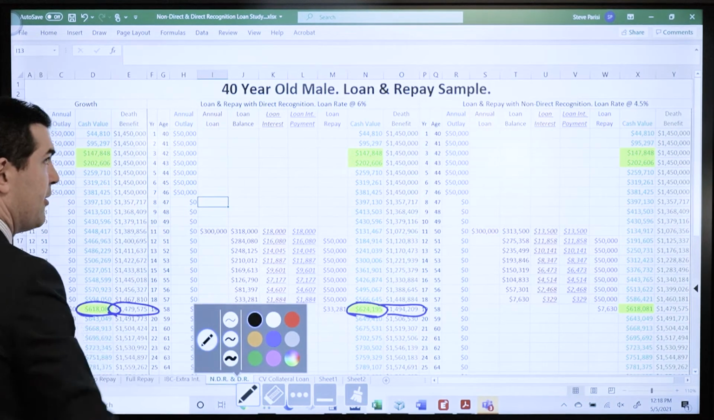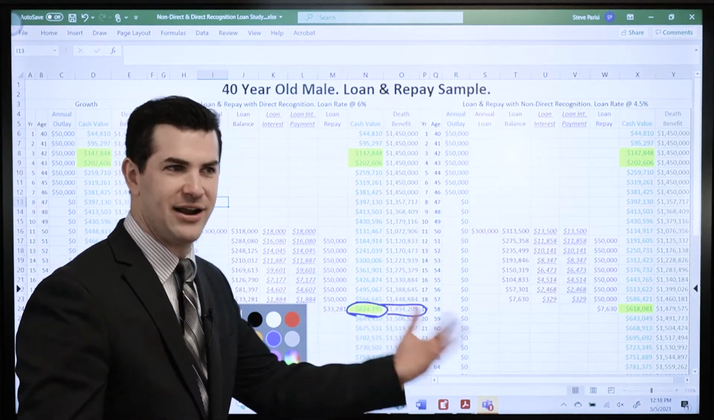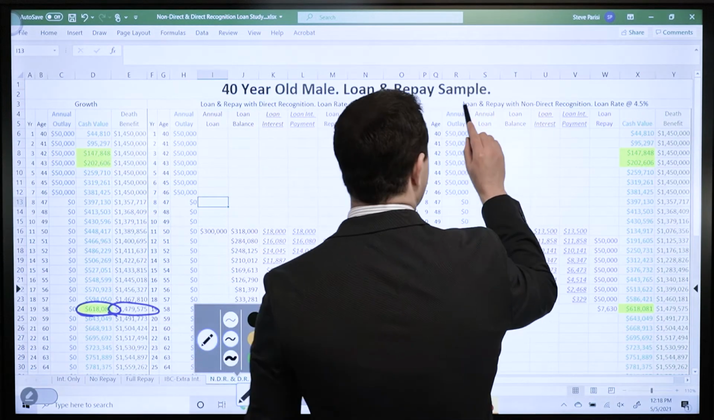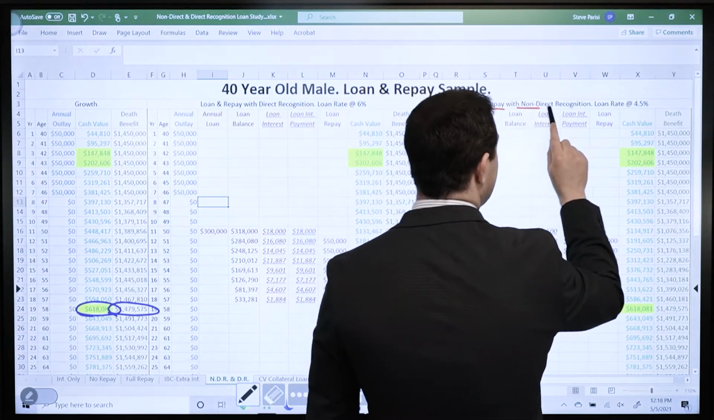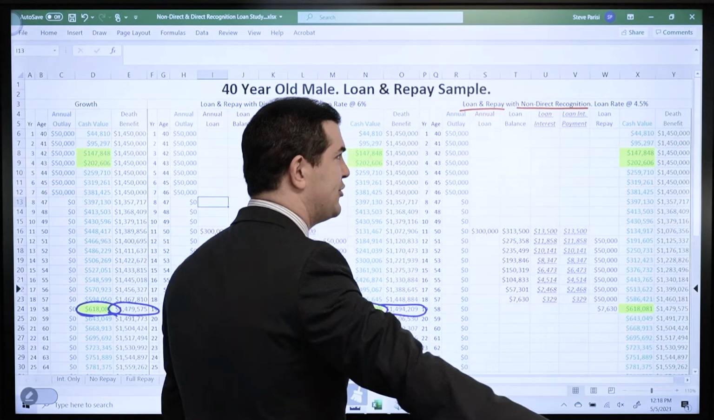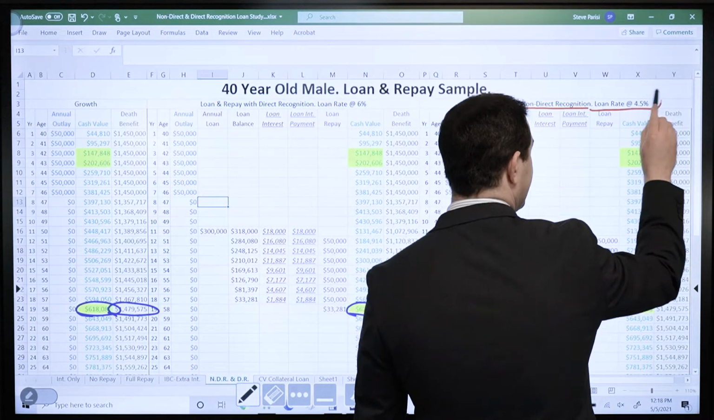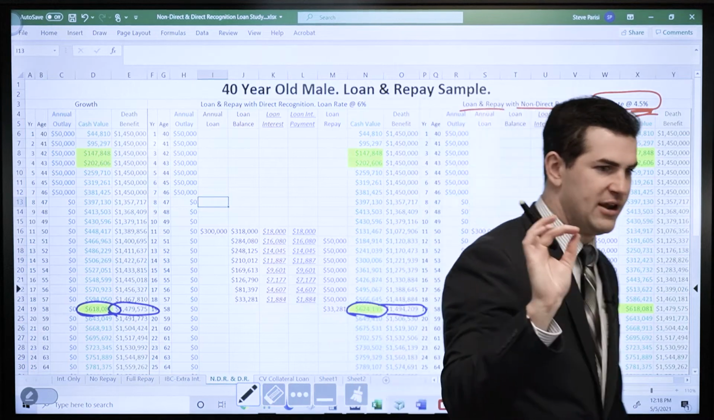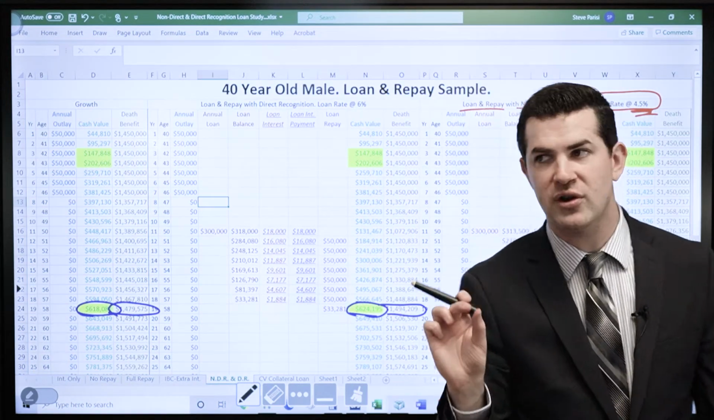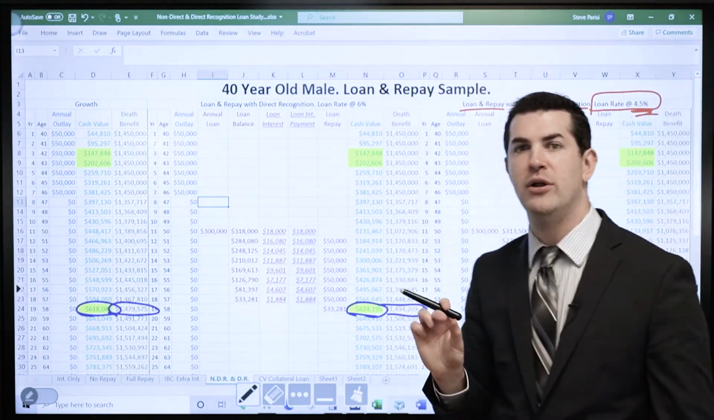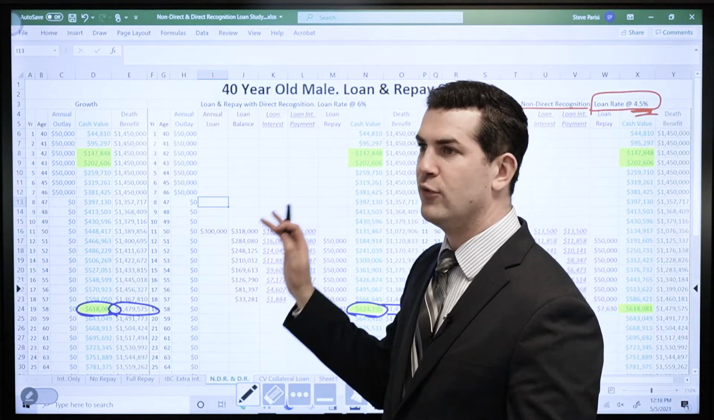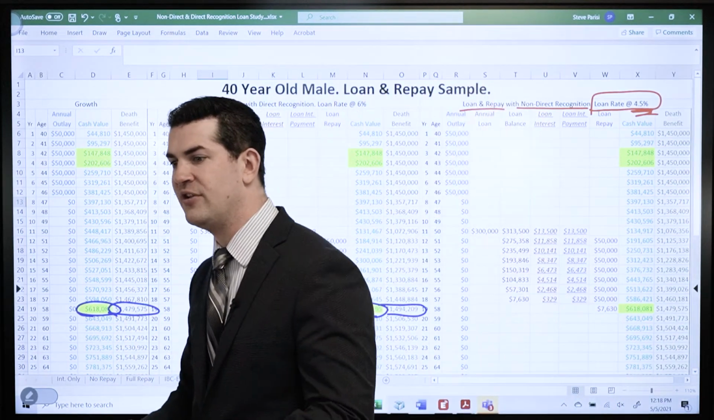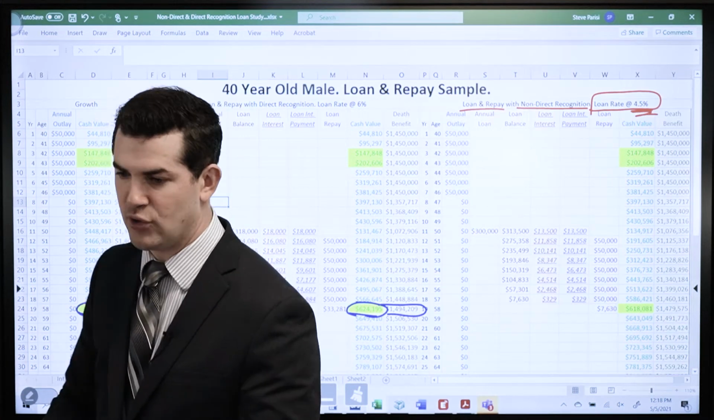Versus the next column over here on the far right. Loan to repay with the non-direct recognition contract option, in which the variable loan rate is 4.5%. So it's very common. With non-direct recognition, most companies will have a variable loan interest rate associated with that, versus direct recognition, you'll often see a fixed loan interest rate associated with that.